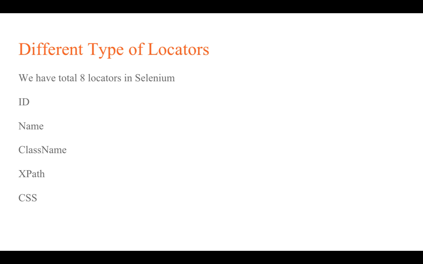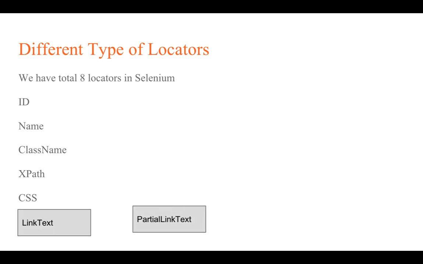But the next thing which we are going to talk about is the 6th locator, which is link text. The link text and the partial link text, these you cannot apply with any other web element. This can be used only with links, hyperlinks. If you try to use this with any other web element, it will throw an exception.